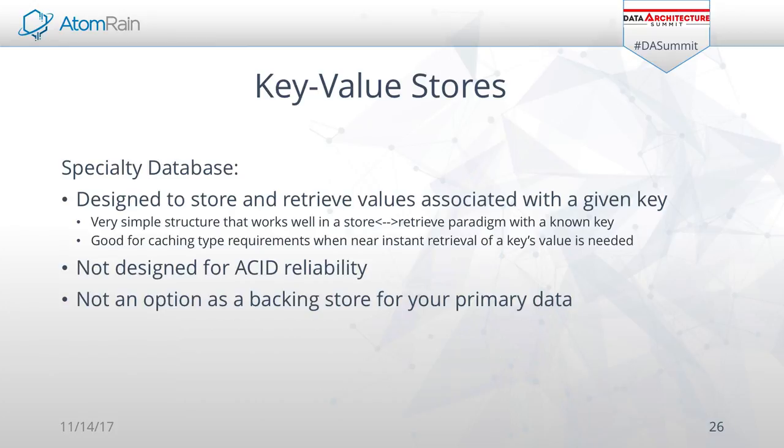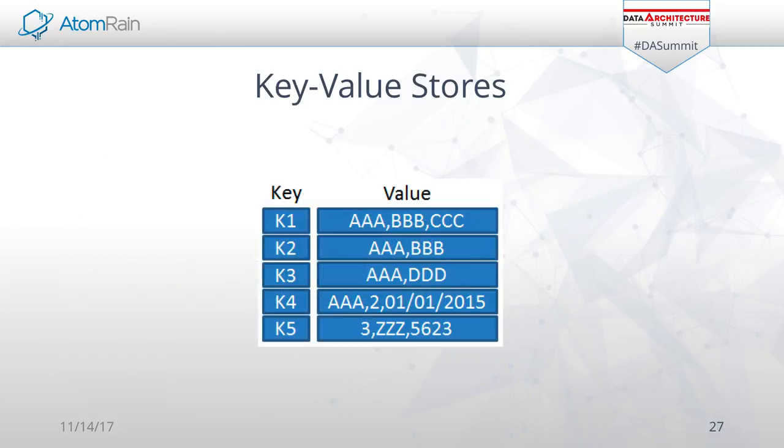Key value stores. These are great for caching. It's really great for put data in, get data out. If I have the key and it's known, and I just want to put data in and get data out, really great. They're not designed as a primary database, so you want to use it in addition to a primary database. They pretty much look like this structure. You have a key, it returns some value. So it's very fast, a few milliseconds.